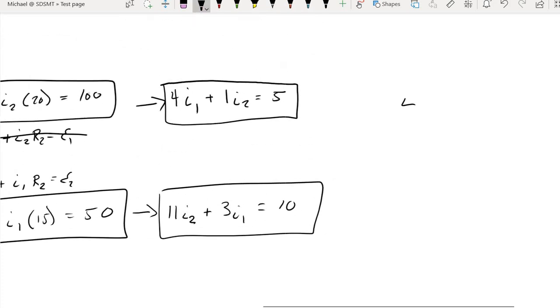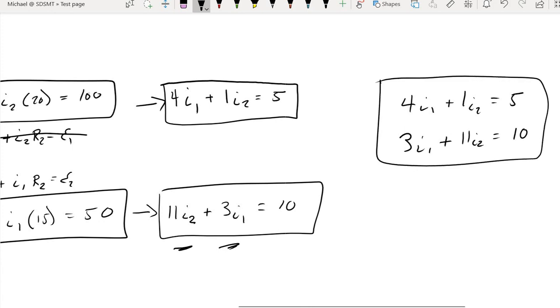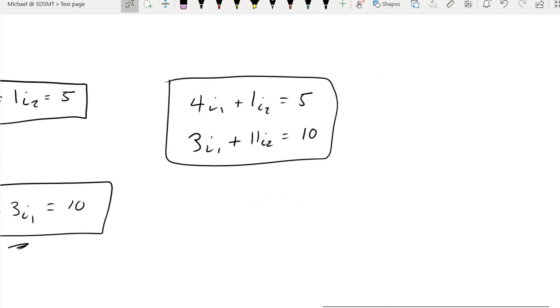And then I'll put these right next to each other. And I'm gonna swap the terms around so that I have I1s and I2s in line with one another. Still equals 10. And this is our system of equations that we have to solve now. So that's not looking too bad. This is something that we learned to do in algebra. We did this a couple of times in Physics 1.